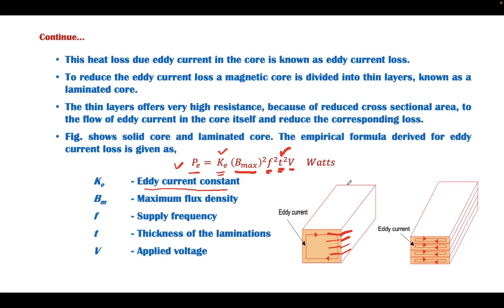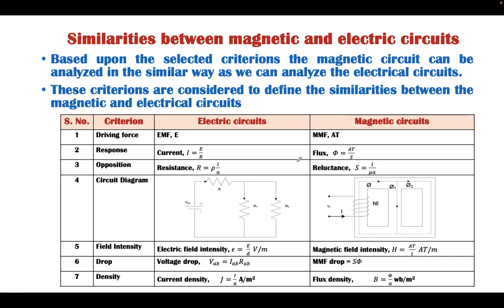Now, with this laminated core, the total loss developed due to eddy current is given by Ke Bmax power to f square t square V. In other words, we can say eddy current loss is directly proportional to the supply frequency, thickness of the core, and applied voltage. Higher the voltage, higher will be the eddy current loss. Higher the supply frequency, higher will be the eddy current loss.